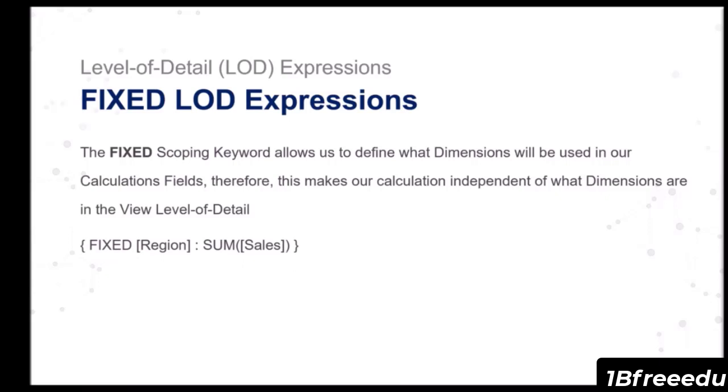We have our curly brackets that symbolize a level of detail expression. We have our scoping keyword, which is fixed. We have our dimension, which is region. Then we have our aggregation, which is sum of sales. However, let's explore this in Tableau.